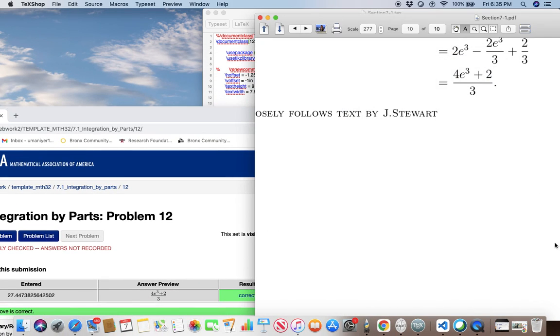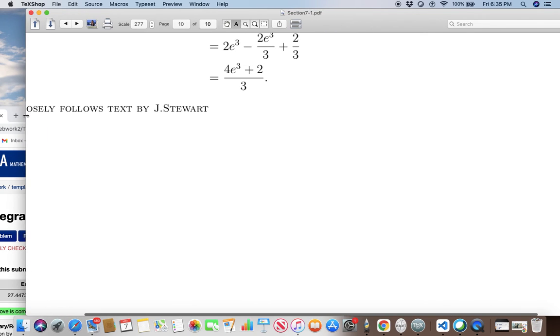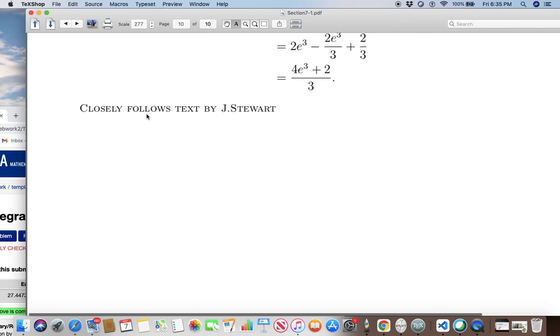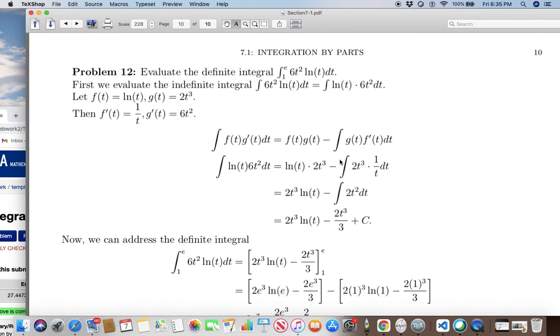So this completes our lesson on section 7.1. Notice all my notes closely follow the text by James Stewart. Sorry, I keep missing this one.